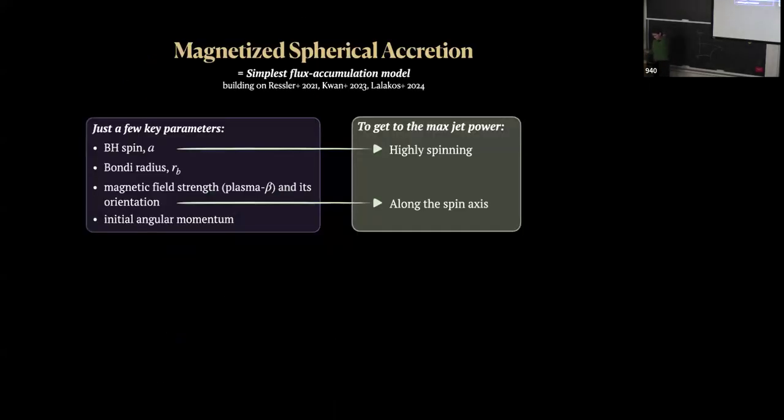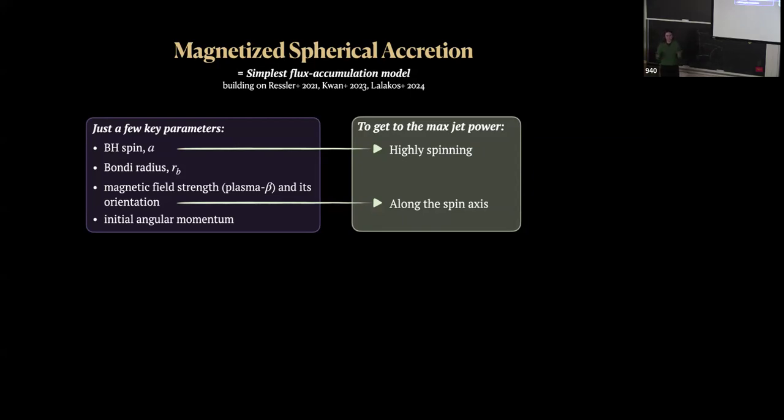So to study this, I looked at the simplest magnetic flux accumulation model that you can think of, similar to what I showed before in the collisionless accretion problem. The simplest flux accumulation model is just spherical Bondi accretion, but you put a coherent magnetic field on top of it to accumulate as much magnetic flux as possible. So instead of starting with a magnetized torus solution, we start with just spherical accretion with magnetic flux on top of it.